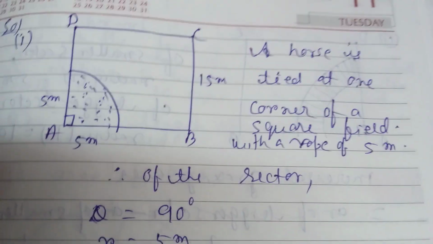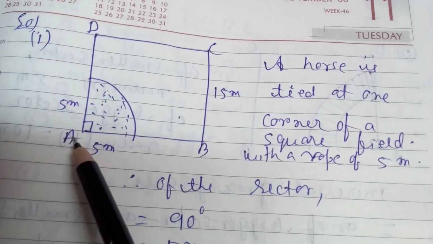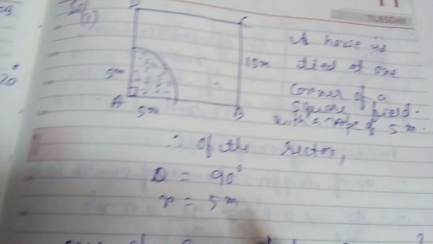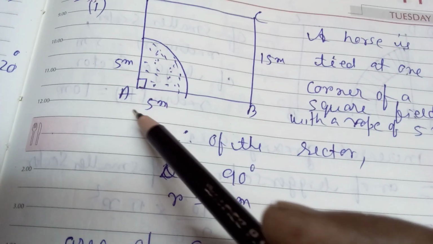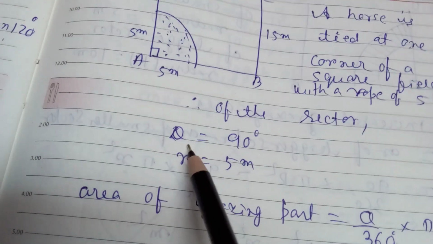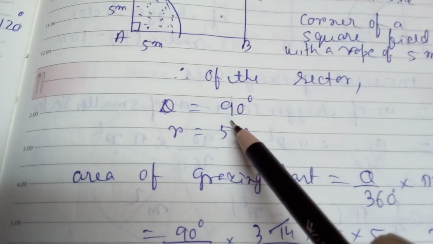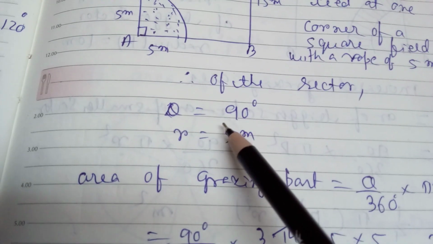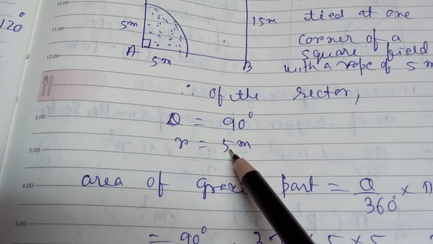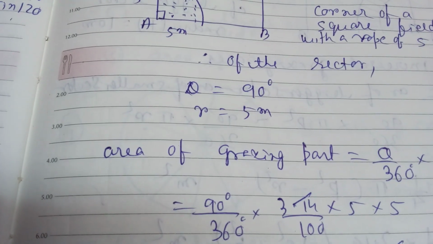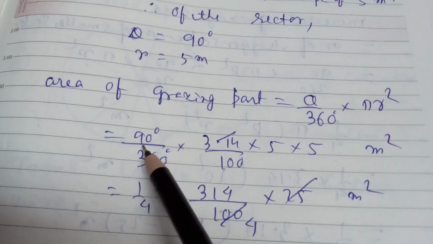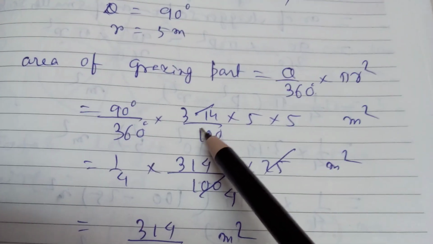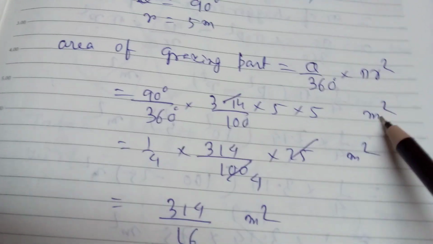Now look at the figure. ABCD is the square field. A horse is tied at one corner of the square field. Now this portion, this sector, is the grazing area by the rope of 5 meter. So for the sector, theta equal to 90 degree, since each angle of a square is 90 degree, and r equal to 5 meter, that is the length of the rope. So area of the grazing part equal to theta by 360 into pi r square. So 90 by 360 into 3.14 into 5 into 5 meter square.